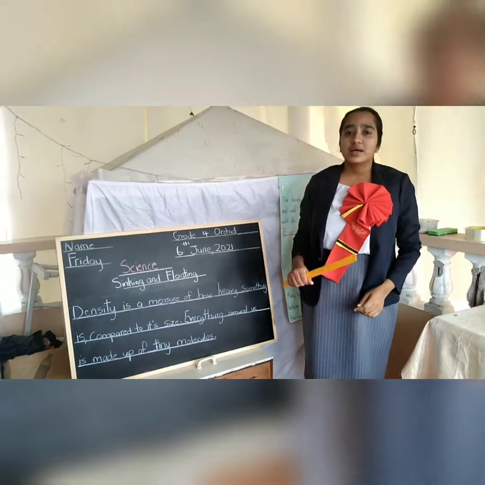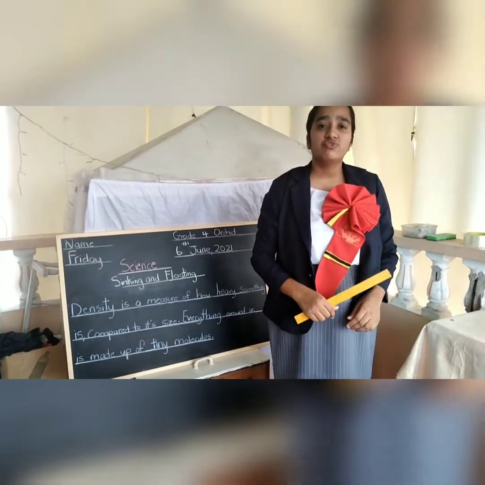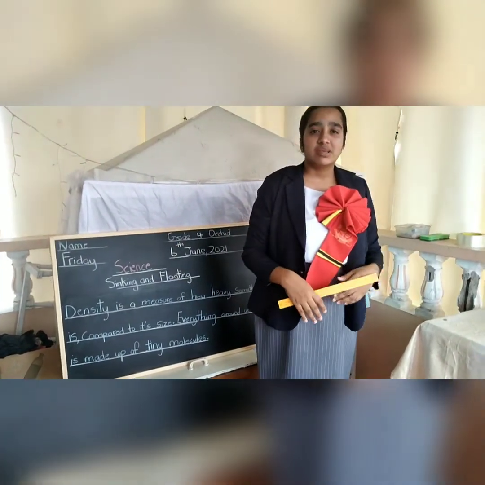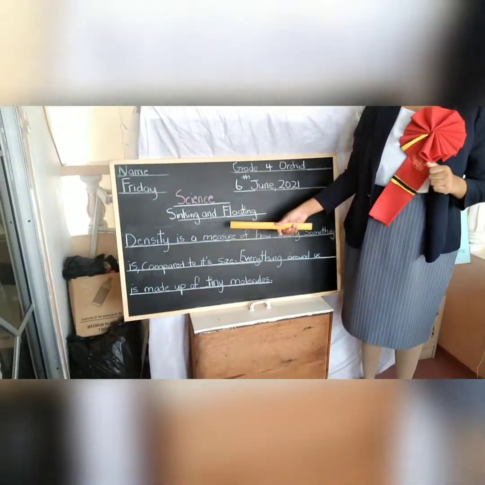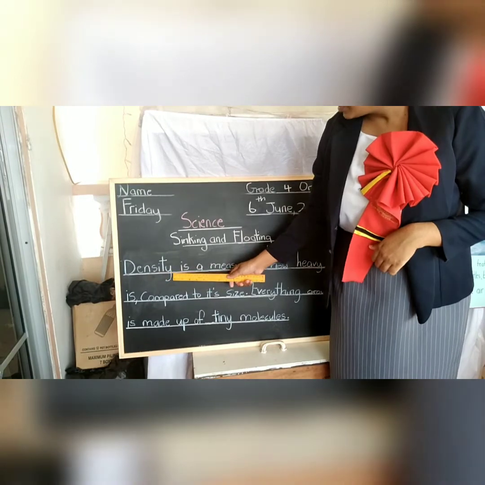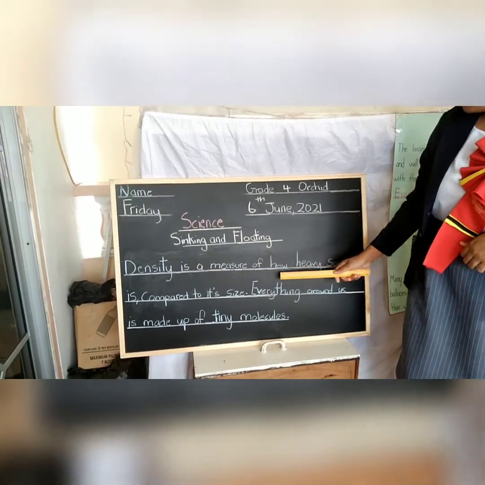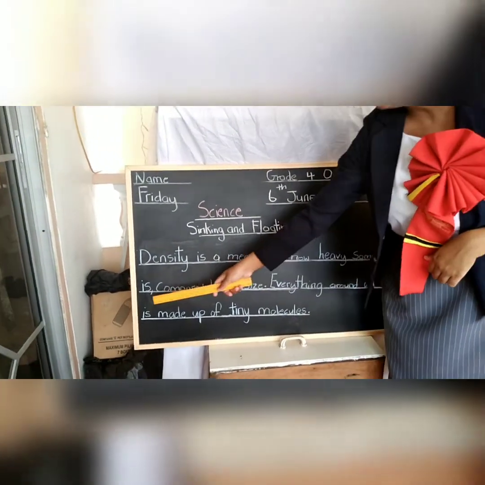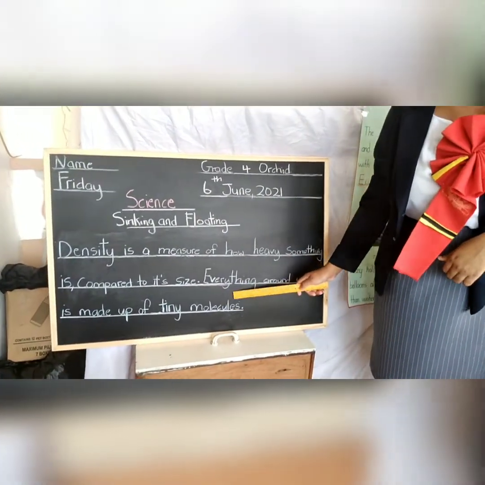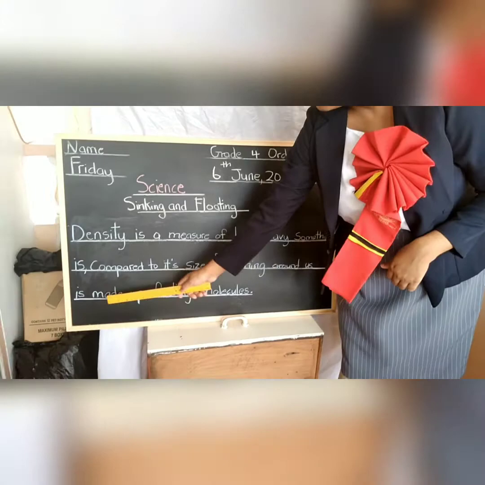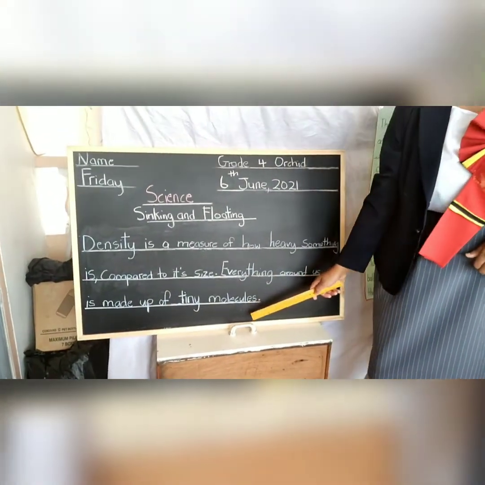Okay, class. So now that we understand objects that float and objects that sink, we will now look at what density has to do with that. Density is a measure of how heavy something is compared to its size. The sentence continues, everything around us is made up of tiny molecules.